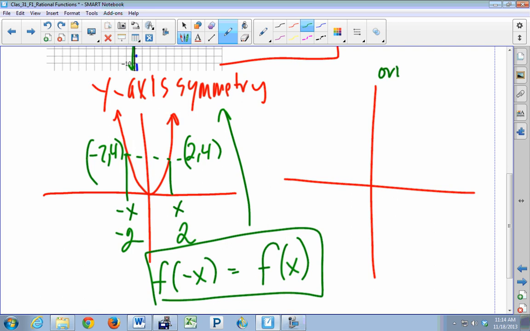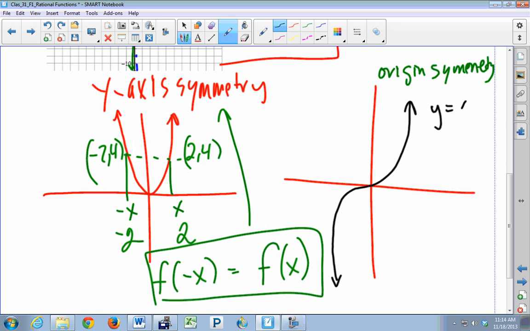For symmetry about the origin, the function you always want to try to remember in your brain is the cubic, which flattens out at 0, but crosses right through. We know that from our multiplicity. So this is y equals x cubed, or f of x equals x cubed. We put it in function notation.